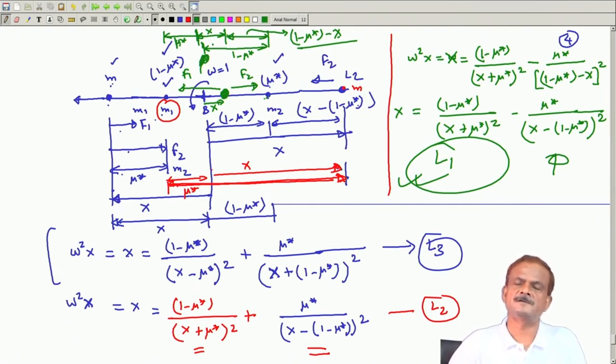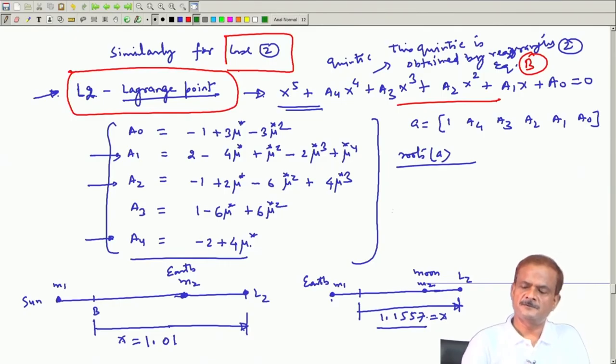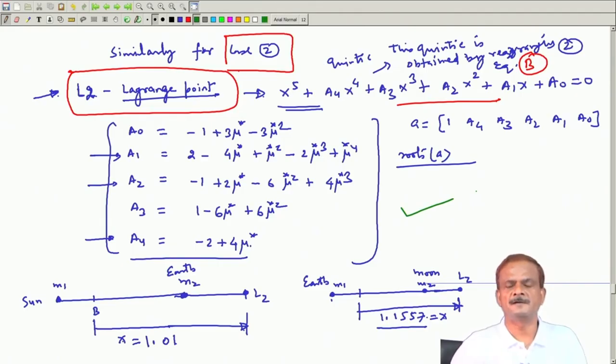This is basically the equation of a quintic, and whatever way we have developed here, you will get exactly the same result, because the equations are developed and all of them are the same. We get the solution for the Lagrange points magnitude wise, at what distance they lie. For the earth moon system I have already written.